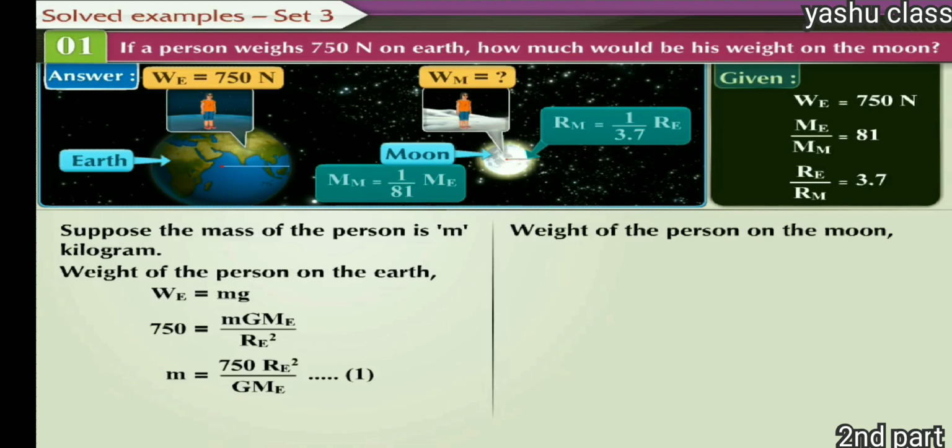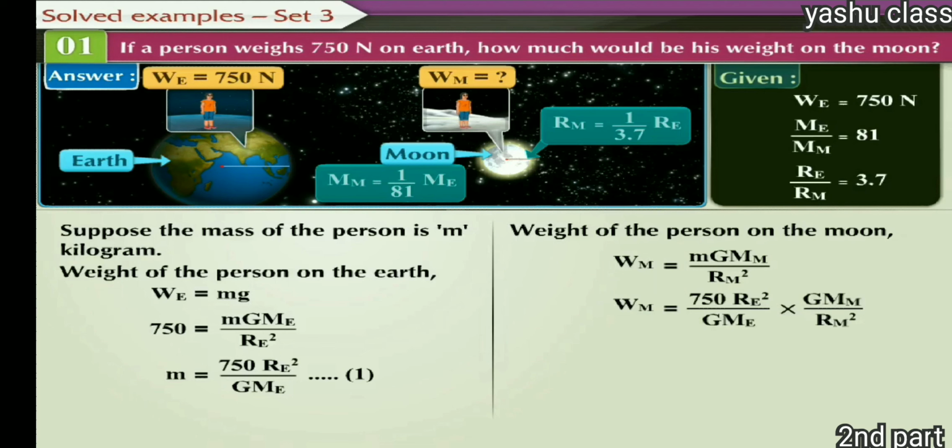Weight of the person on the Moon, that is, Wm, is equal to m into G into MM upon RM square. Substituting equation 1 in the above equation, we get Wm is equal to 750 into RE square upon G into ME into G into MM upon RM square. Therefore, Wm is equal to 750 into RE square upon RM square into MM upon ME.